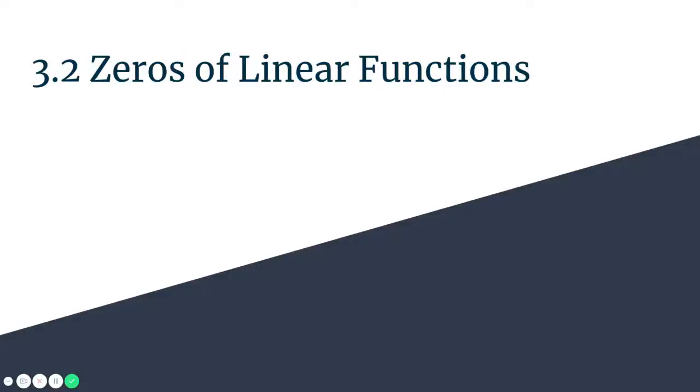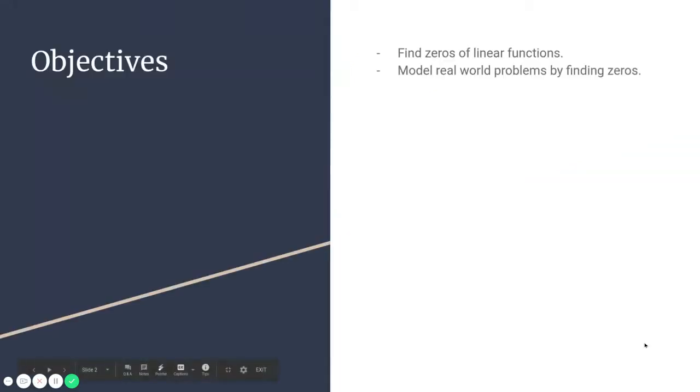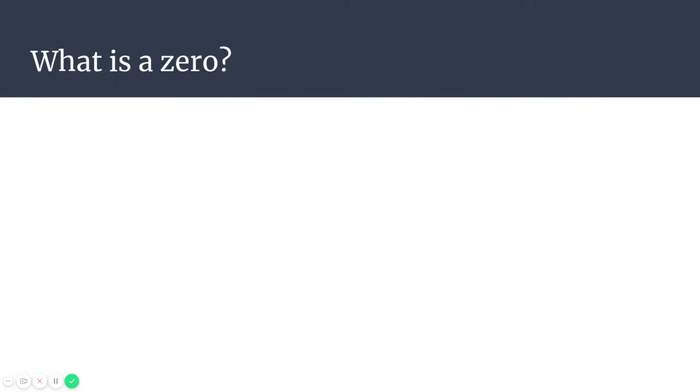Okay, moving on to the next section of chapter 3, we're going to talk about zeros of linear functions. Before we get into that, once again, let's go over our learning objectives. You've only got a couple today. First, we're going to find the zeros of a linear function, and then we're going to model real-world examples by finding the zeros.